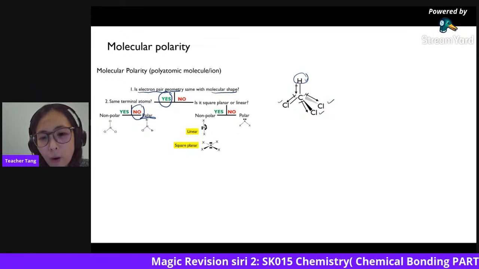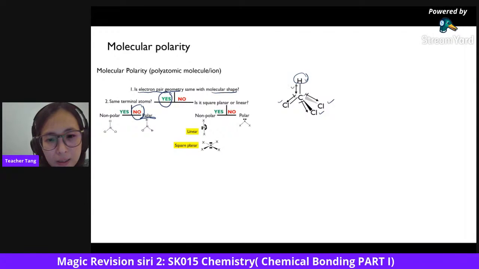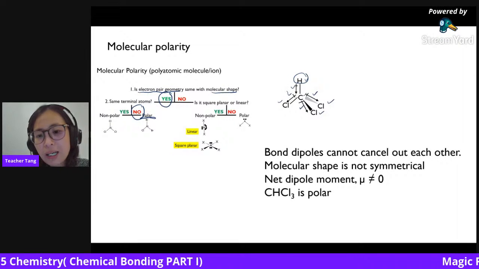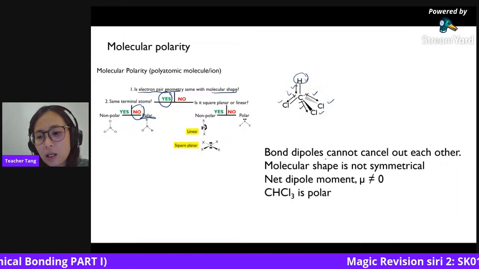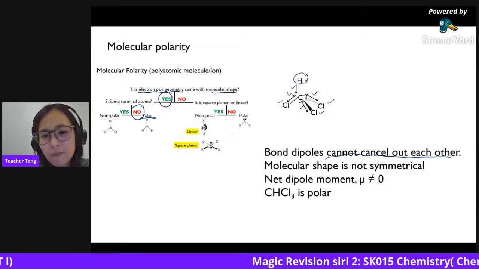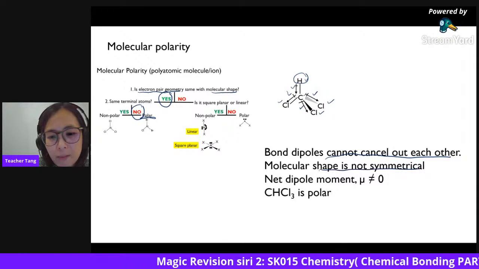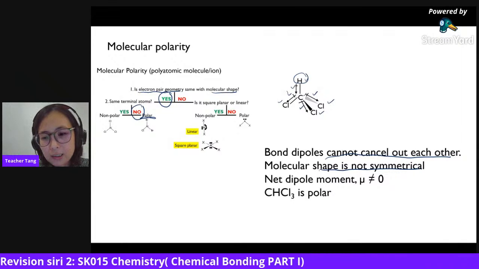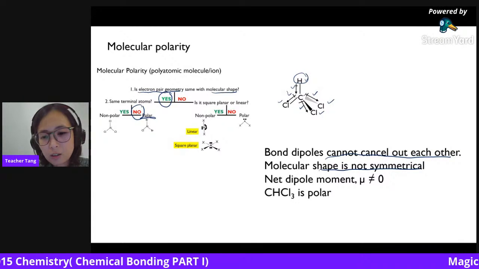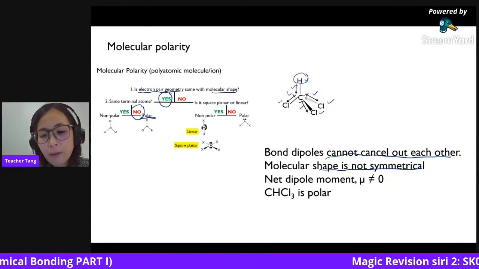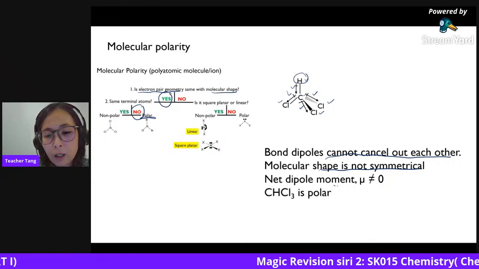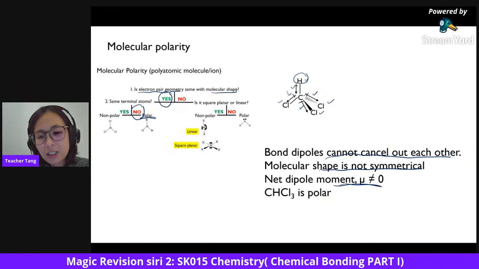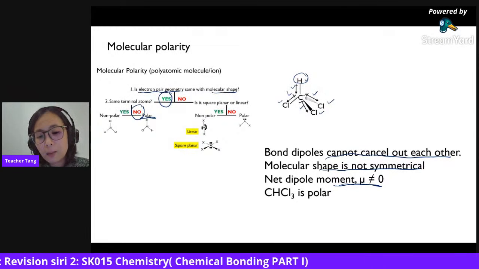So why polar molecule? It is because the bond dipoles, these 4 bond dipoles, cannot cancel out each other. So when they cannot cancel out each other, the molecular shape therefore is not symmetrical. So the net dipole moment would not equal 0. Since it is not equal to 0, it means that CHCl3 is a polar molecule.